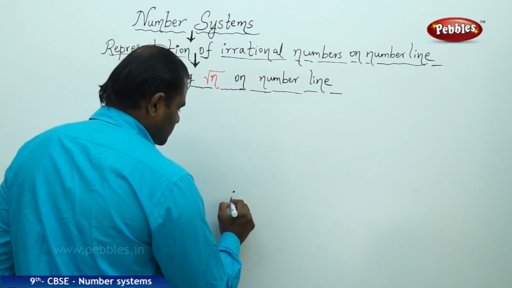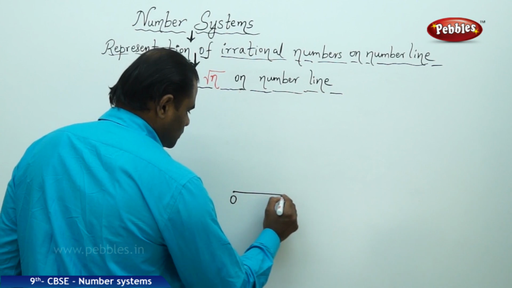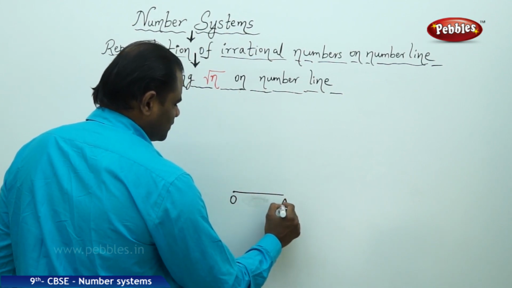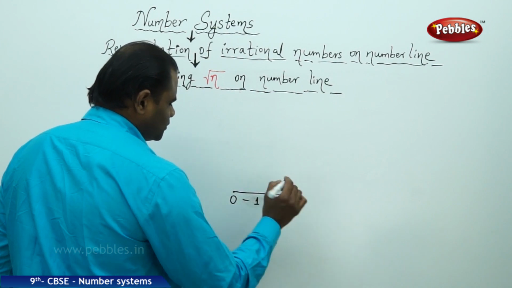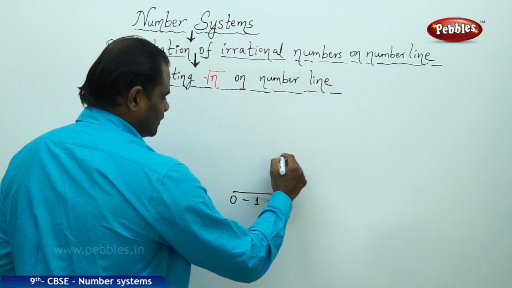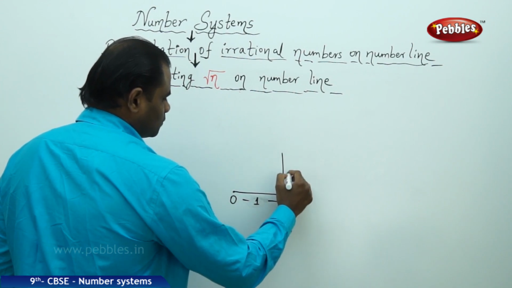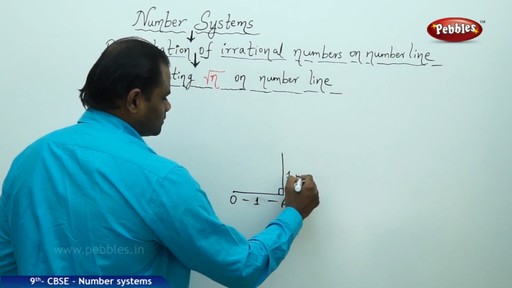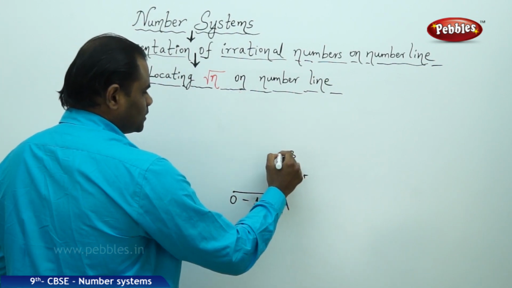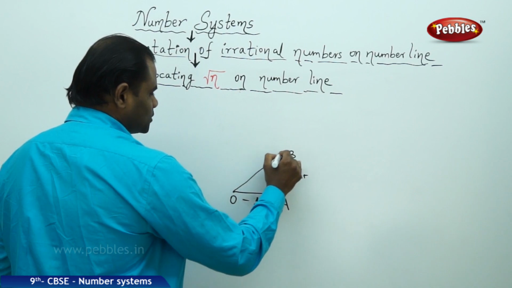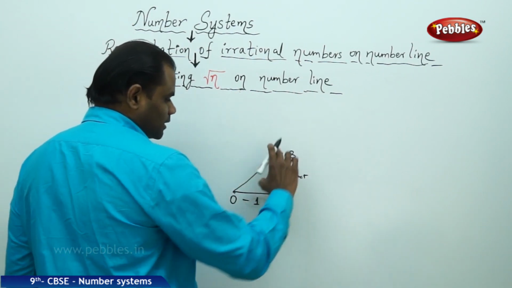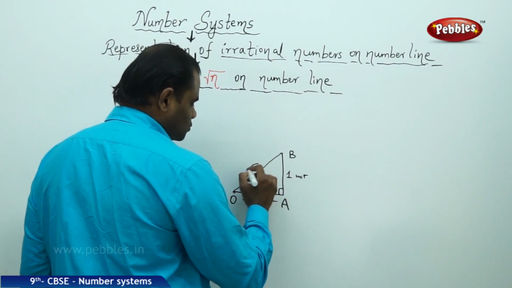Let me just take O and A, and here I have A, and this is 1 unit, and then I have this to be also 1 unit with 90 degrees. Then from here, when I take this to be B, I have OB clearly which is root 2 from Pythagoras theorem. So this is 1 unit and this is 1 unit, so this is root 2.